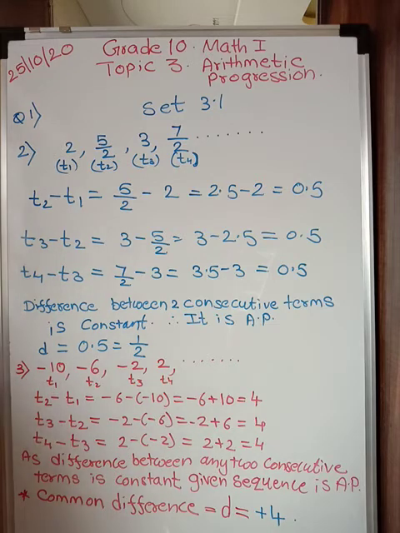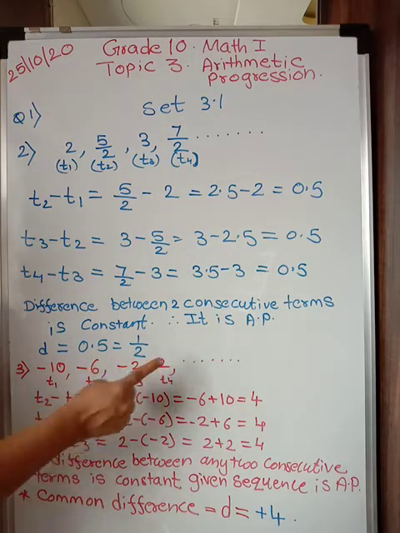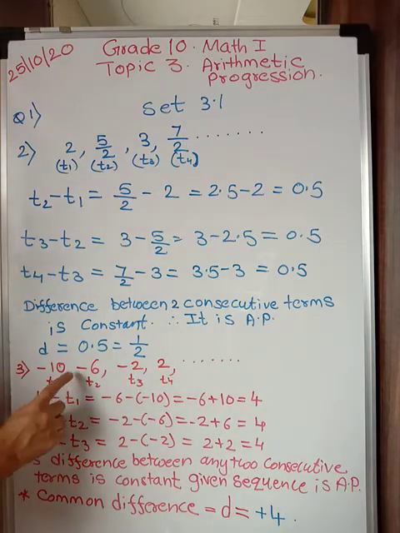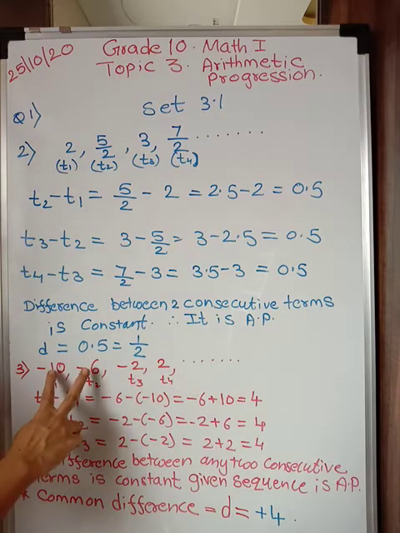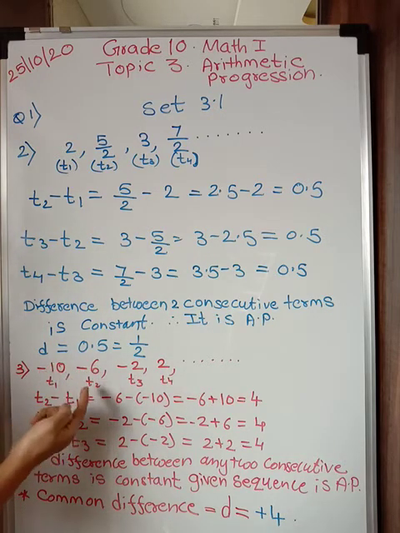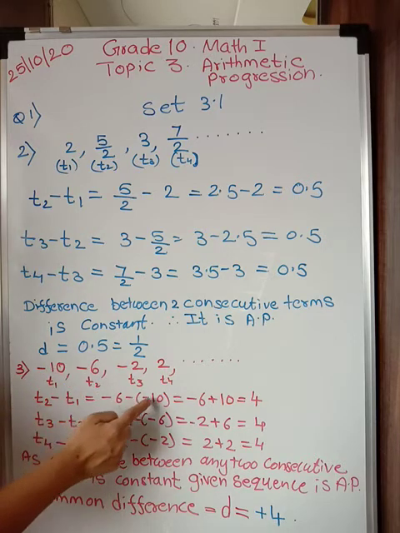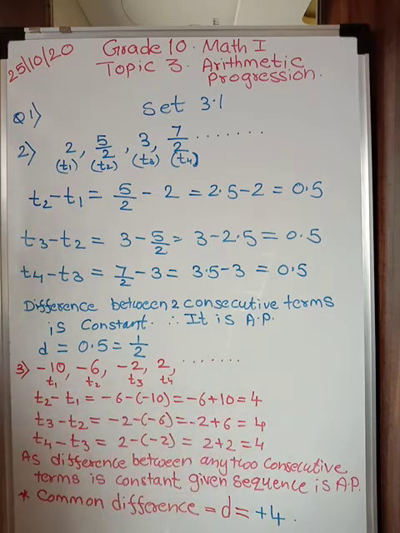Now going on to the third question, this is the sequence given: minus 10, minus 6, minus 2, 2 and so on. This is also first term, second term, third term and fourth term, which I have denoted by T1, T2, T3 and T4. Find the difference between these two terms, T2 minus T1. Everywhere if you find it, the common difference we are getting is 4, which is constant. And therefore, as the difference between any two consecutive terms is constant, which is 4, the given sequence is AP. And what is the common difference?